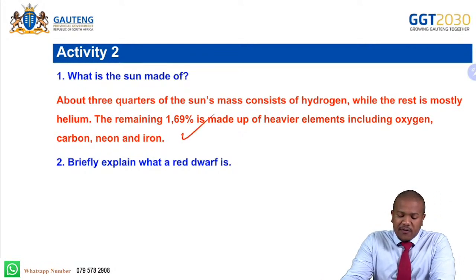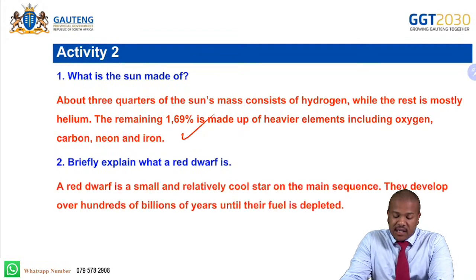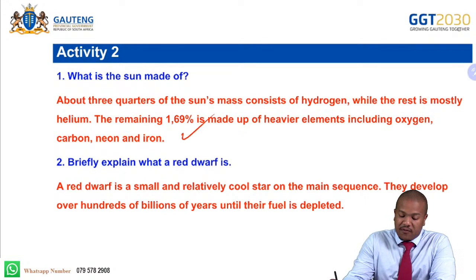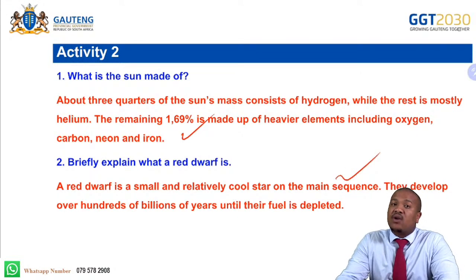Then number two, briefly explain what a red dwarf is. A red dwarf is a small and relatively cool star on the main sequence, and they develop over hundreds of billions of years until their fuel is depleted. So let's just take a quick 2 minutes to copy down the corrections.